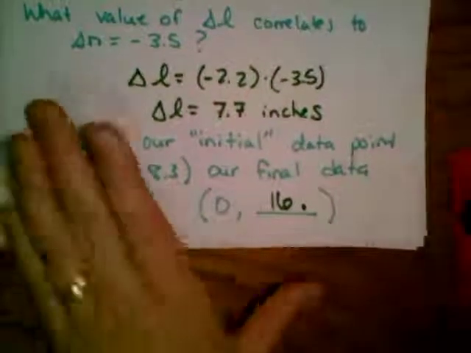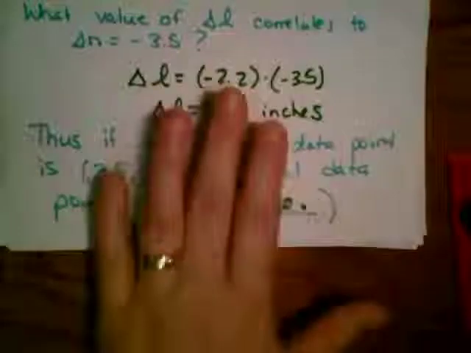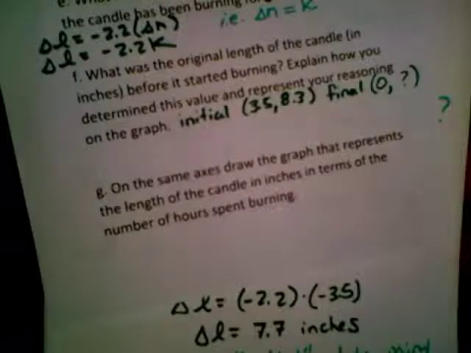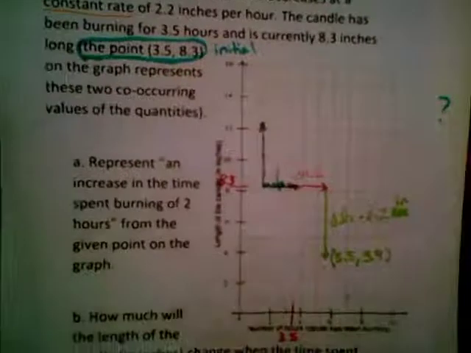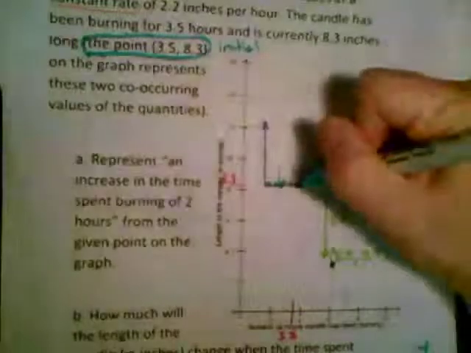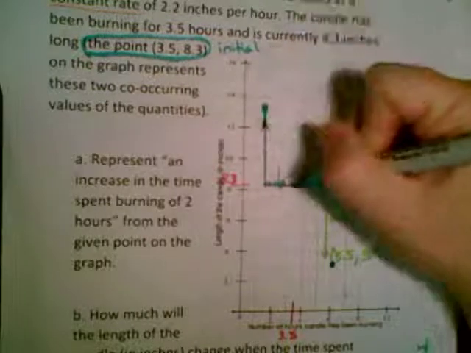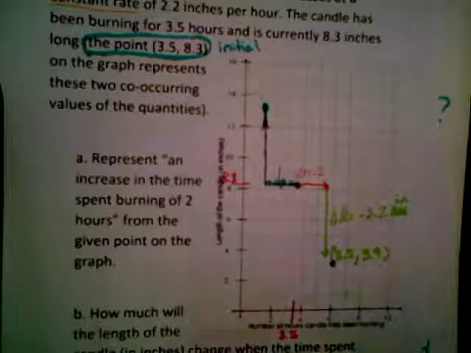Okay. There was one remaining problem, part G, in your book. And it asks you on the same axis to draw the graph that represents the length of the candle in inches in terms of the number of hours spent burning. And I did a little work while I was off camera, but I was emphasizing the 3 data points for myself. I had to do a little work to get them exactly correct.